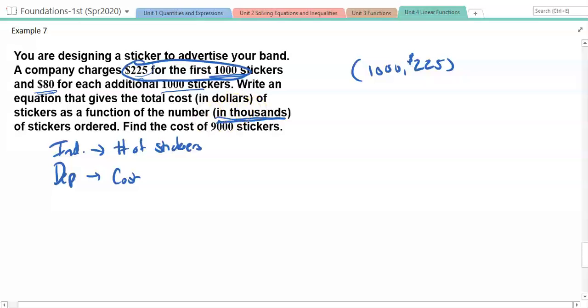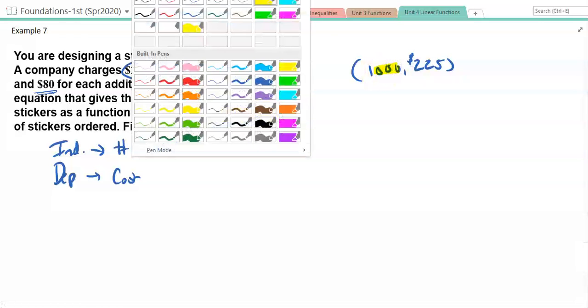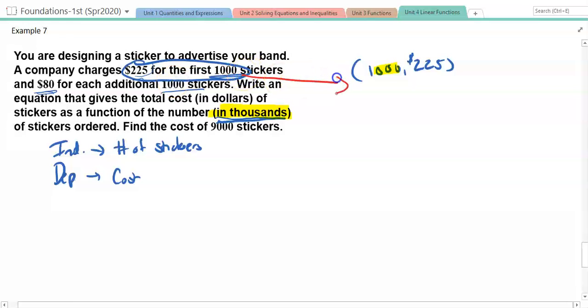But here's the trick on this one. It told us that the function is in thousands already. So I'm going to actually take these zeros out, because this ordered pair is not going to be 1,000, 225. It's going to be 1, 225. Because again, our final function is already related to us in thousands.